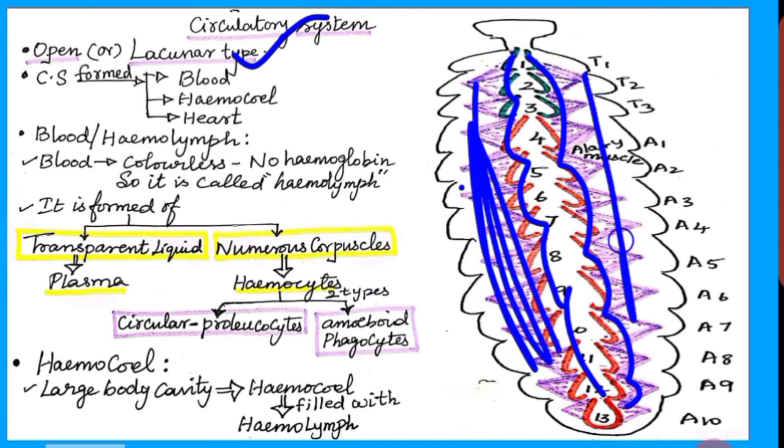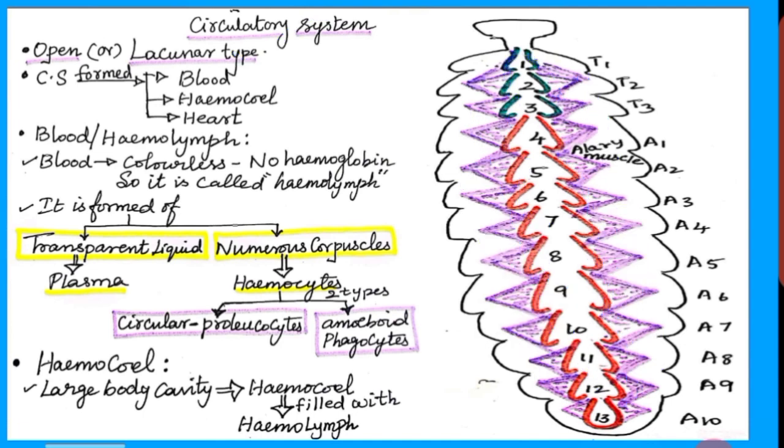This region is called the body cavity. Organs floating in blood get nutrition directly. So it is considered to be an open type of circulatory system. The circulatory system consists of blood, hemocoel and heart.